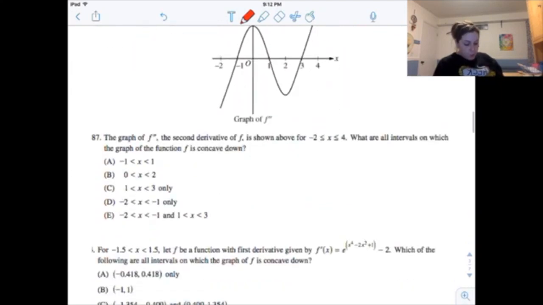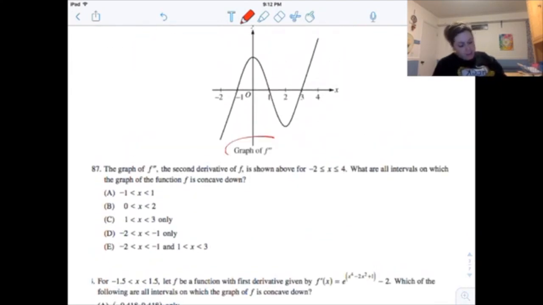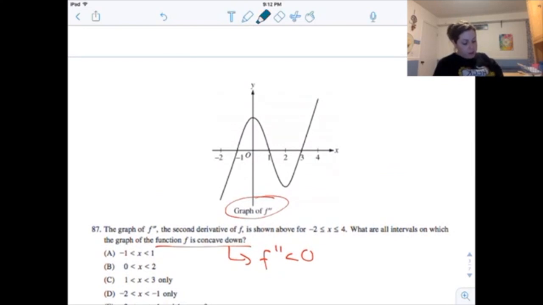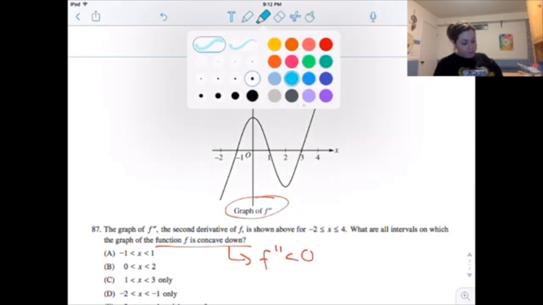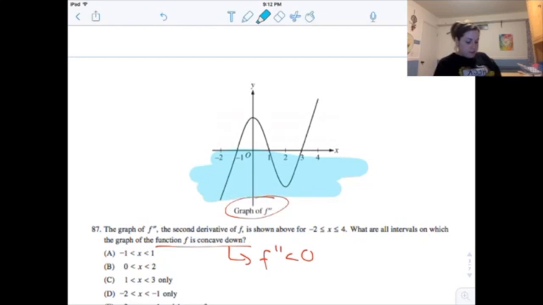Okay, next one. So this is a graph of the second derivative. Find all intervals on which the function is concave downward. So concave downward to me implies that f double prime is negative. Negative is anywhere that we are, let me make this a little bigger, below the x-axis, right? That's where f double prime is negative.